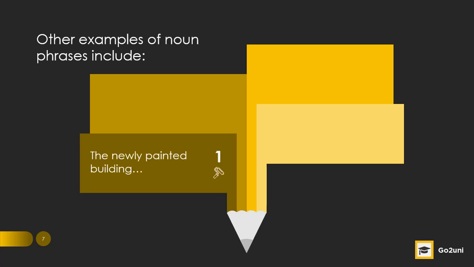Number one, the newly painted building. Of course, the head word here is building, while the newly painted is an example of pre-modifiers, and it combines with the head word to form a noun phrase. Another example is the newly renovated house beside a filling station. There's something specific about this one because it involves pre-modifiers and post-modifiers. The noun head there is house, while the newly renovated is an example of pre-modifiers, and beside the filling station is an example of post-modifiers.